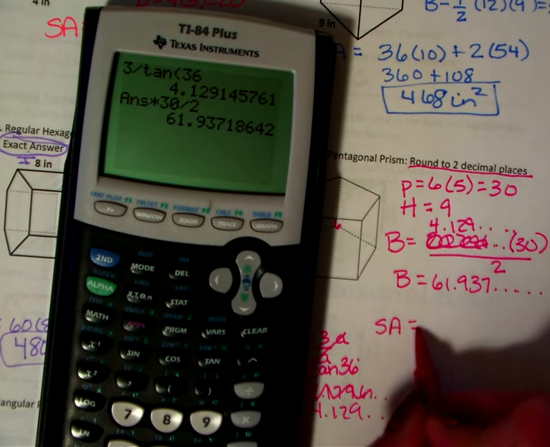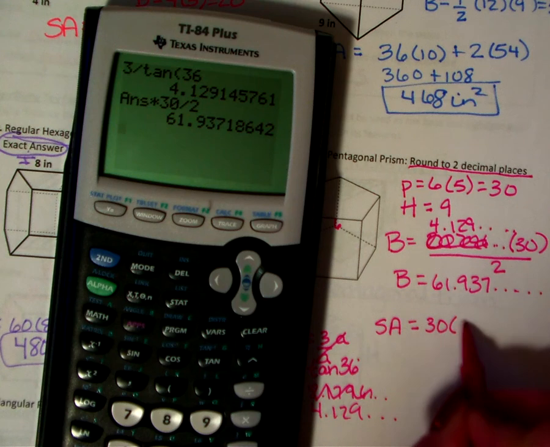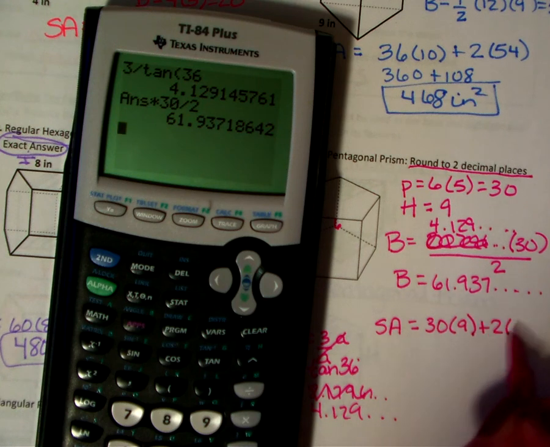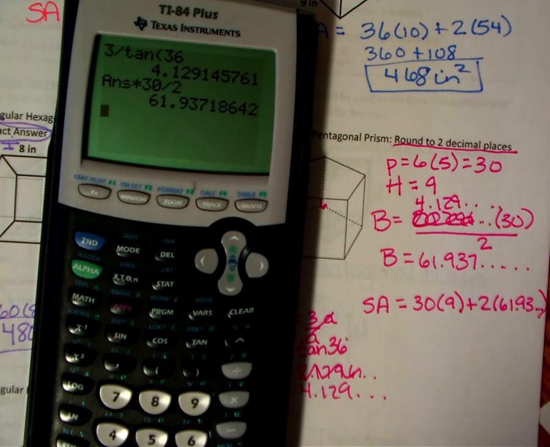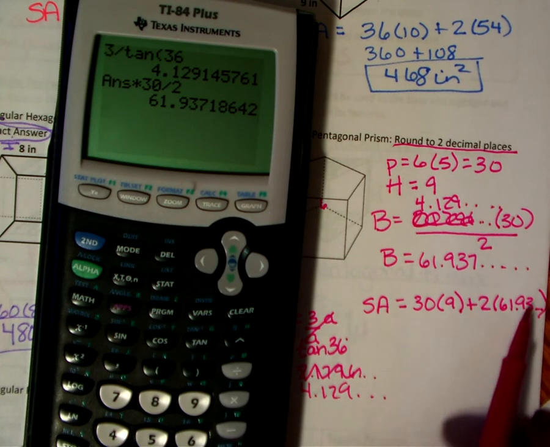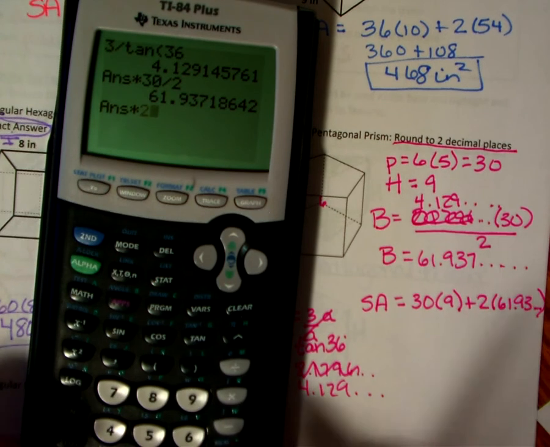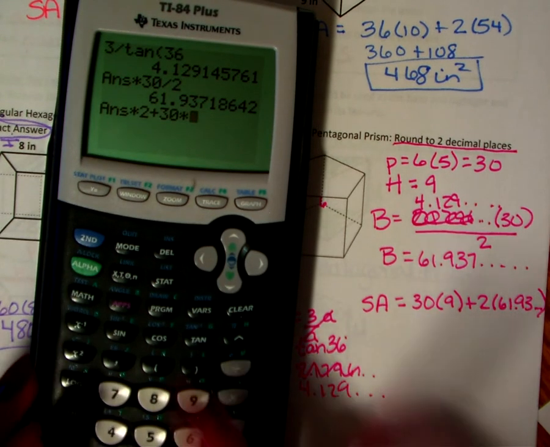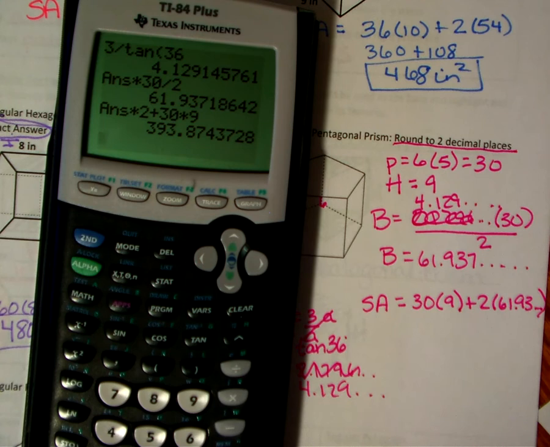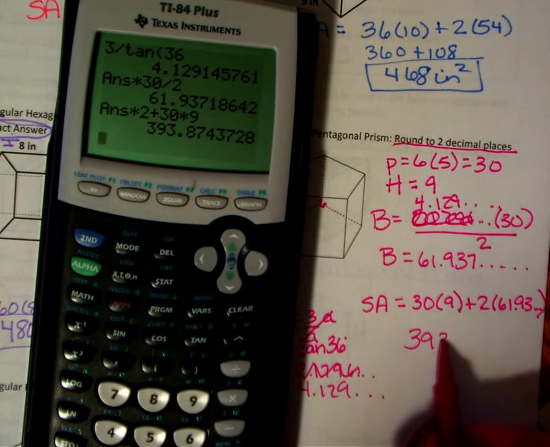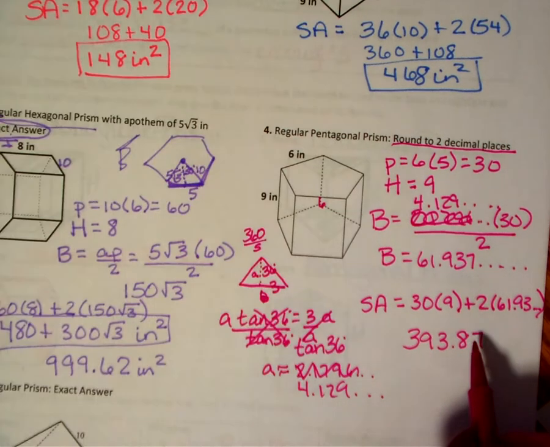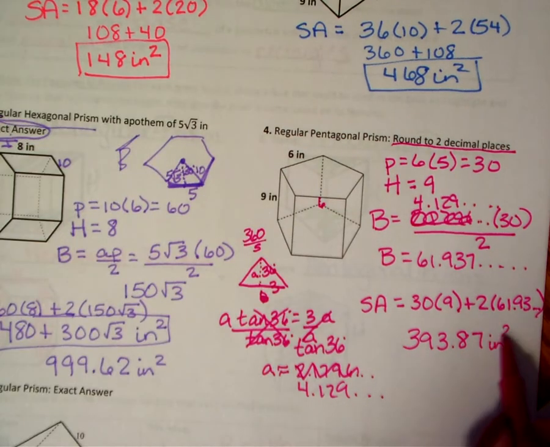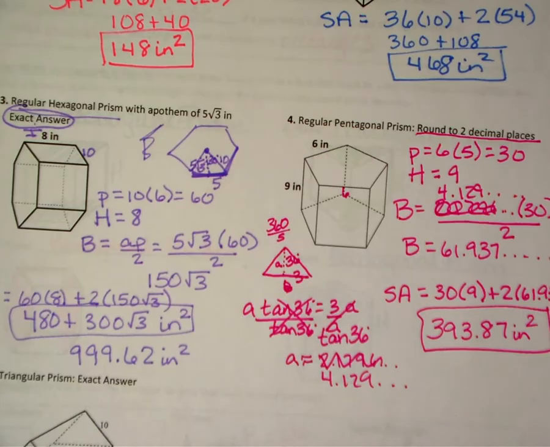Okay, so to get my surface area, I'm going to take my perimeter times my height and add that to 2 times the base. I'm putting dot, dot, dot to show I'm not rounding yet. Since I have that in there, I can multiply by 2 and add 30 times 9. And I end up with 393.87 correctly rounded to 2 decimal places. Don't round until your last step. And we are still in inches, so we're going to say inches squared.